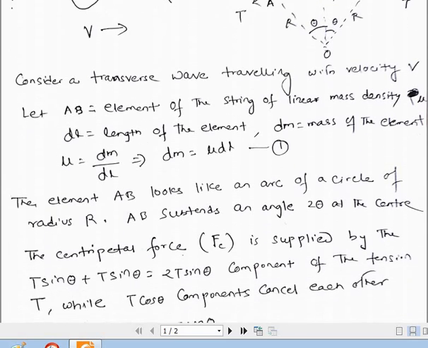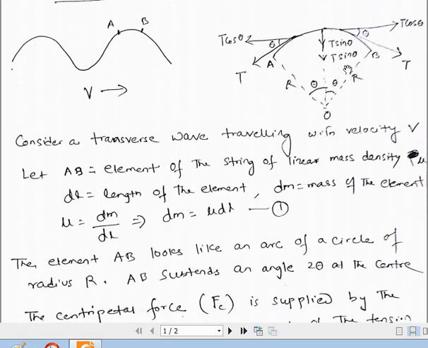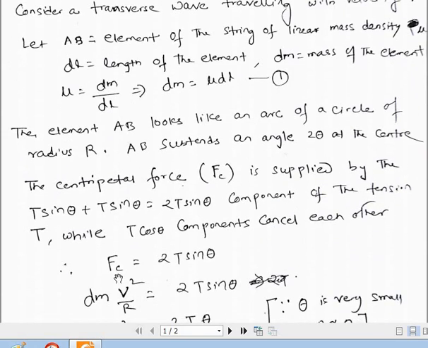So this T sin theta and T sin theta are contributing towards the centripetal force. So this centripetal force is supplied by the T sin theta. For the centripetal force formula, we know that the force is equal to mv square by r, where in place of m I am writing dm, because dm is the mass of the element. So dm v square by r is equal to 2T sin theta.